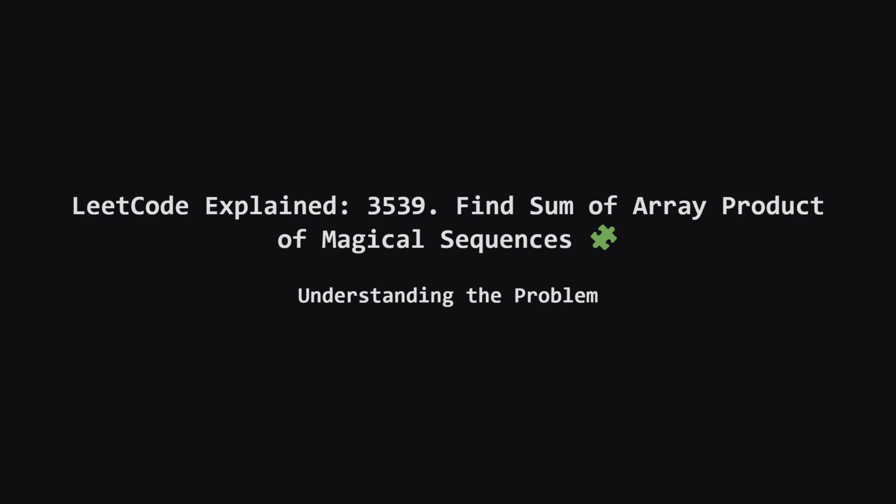Hey everyone, and welcome. Today we're tackling a pretty challenging problem. Find sum of array product of magical sequences. It sounds a bit mysterious, but don't worry. We're going to break it down piece by piece. It's a great problem that combines combinatorics, products, and a really interesting binary condition.